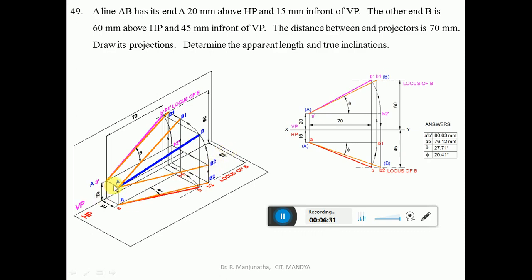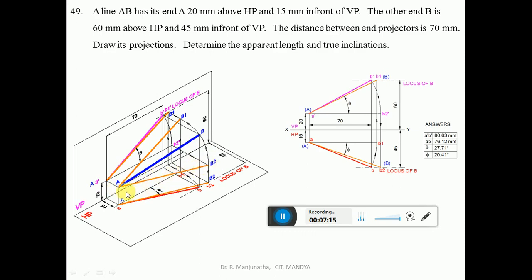How do we make that? With A as center, take the radius AB and rotate such that B is also above HP by 20 mm, with point B still in front of VP by 45 mm. That capital AB2 is going to be parallel to HP. So with A as center and AB as the radius, you rotate such that B is above HP by 20 mm. Now the line capital AB2 is parallel to HP.